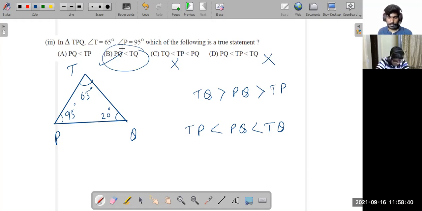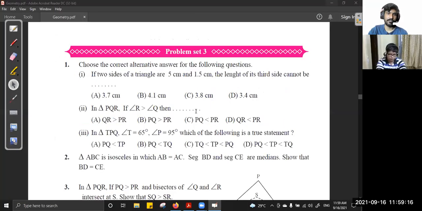Yes or no? Any mistake? Yeah, 2 is correct. See, this is just the reverse of this. What I wrote is just a reverse of this. Okay, so B is the correct option here.